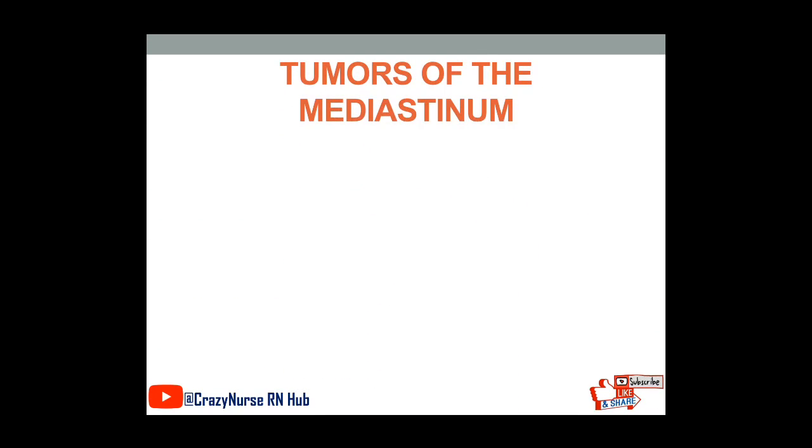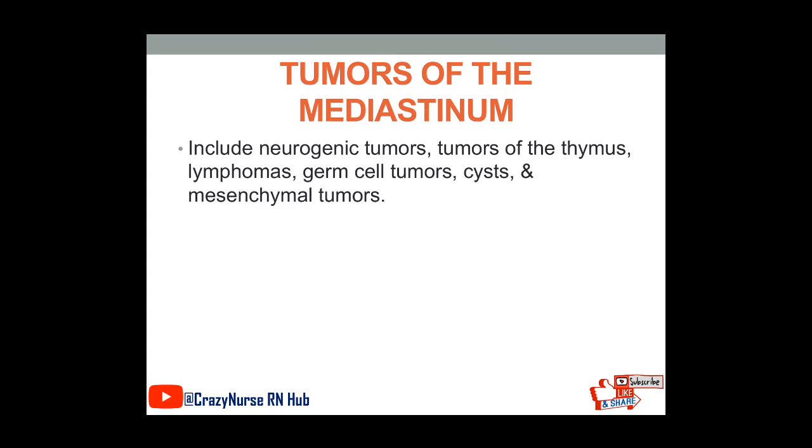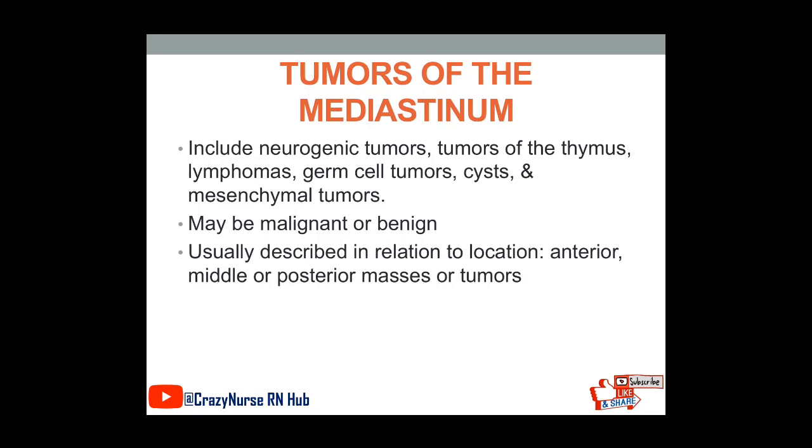Now let's proceed to tumors of the mediastinum. It includes neurogenic tumors, tumors of the thymus, lymphomas, germ cell tumors, cysts, and mesenchymal tumors. It may be malignant or benign, and it is usually described in relation to location: anterior, middle, or posterior masses or tumors.